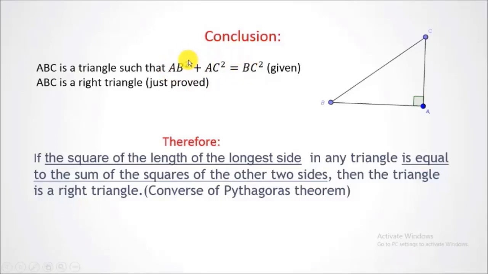Hypotenuse squared is equal to side 1 squared plus side 2 squared. Okay, what about the converse of Pythagoras theorem? If we have a side squared equal to the sum of the squares of the two other sides, then this triangle is said to be a right triangle.